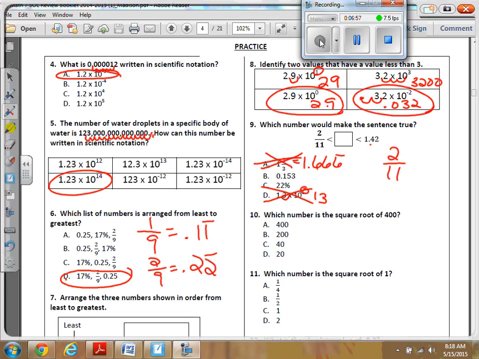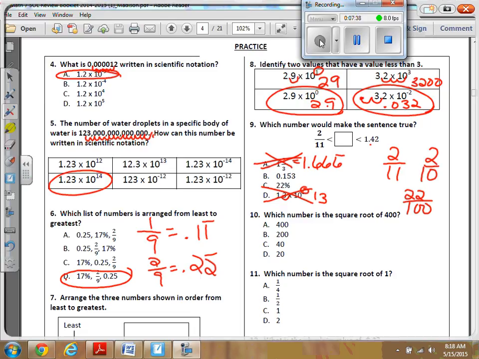So if I have 2/11, what's a fraction that you know that's close to 2/11? 2/10 is close. Okay, well 22%, what would 22% be? 22 out of 100. So then couldn't we make this 20 out of 100? Okay, so couldn't we make this, well, 2/11 and 2/10. Which one of those is larger? 2/11 is larger than 2/10.